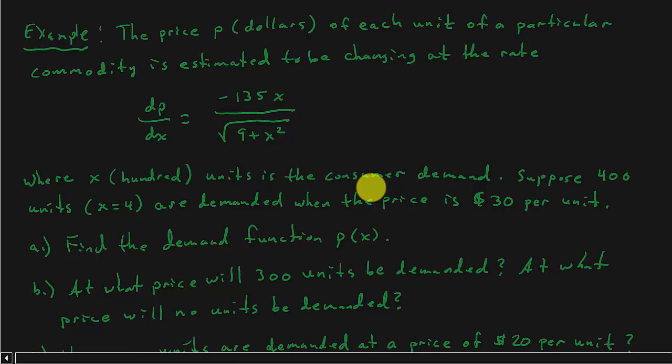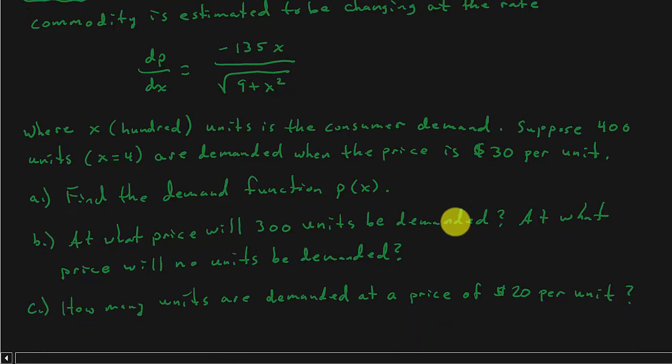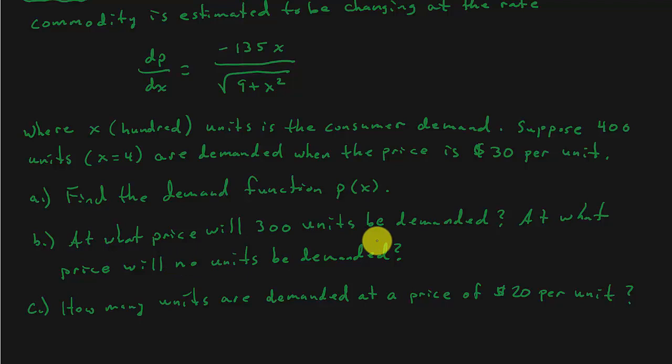All right, so for this one, it says the price P dollars of each unit of a particular commodity is estimated to be changing at this rate. This is telling us the change in price. That's how the price is changing. Where x hundred units is the consumer demand. Suppose 400 units, where x equals 4, are demanded when the price is $30 per unit. Find the demand function P of x. And then at what price will 300 units be demanded, and at what price will no units be demanded, and how many units are demanded at a price of $20 per unit.